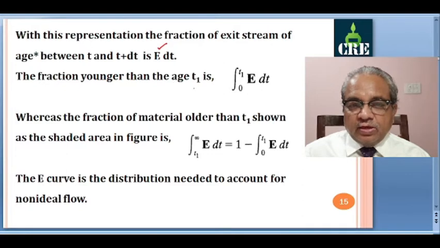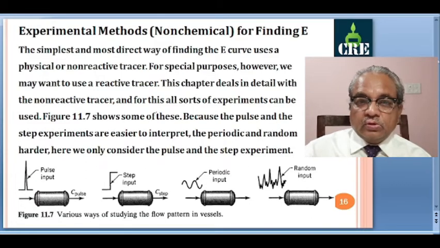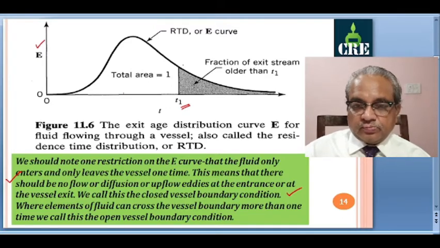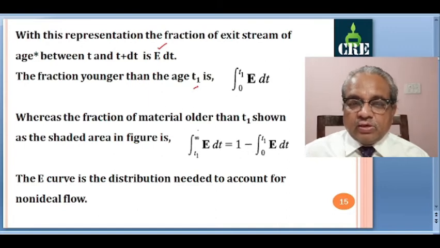So the fraction younger than t1 is integral 0 to t1 E dt, that I have explained to you already, and the fraction of material older than t1 is this particular portion shown by the shaded area. So this total area is 1. So the older fraction will be 1 minus the younger one. In terms of mathematical representation, from t1 to infinity, that shaded area will be 1 minus integral 0 to t1 E dt.